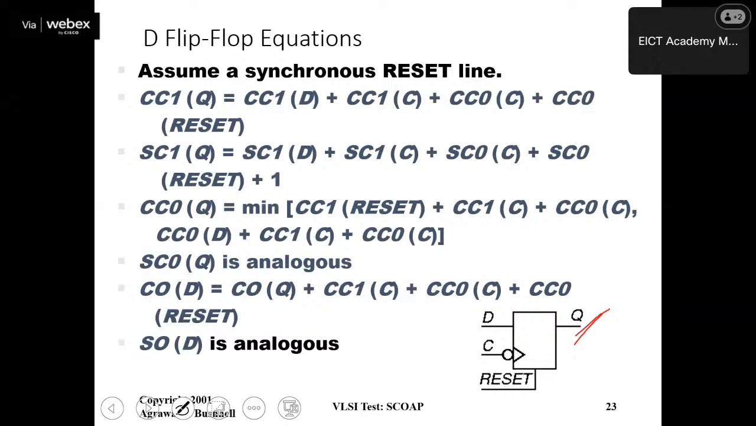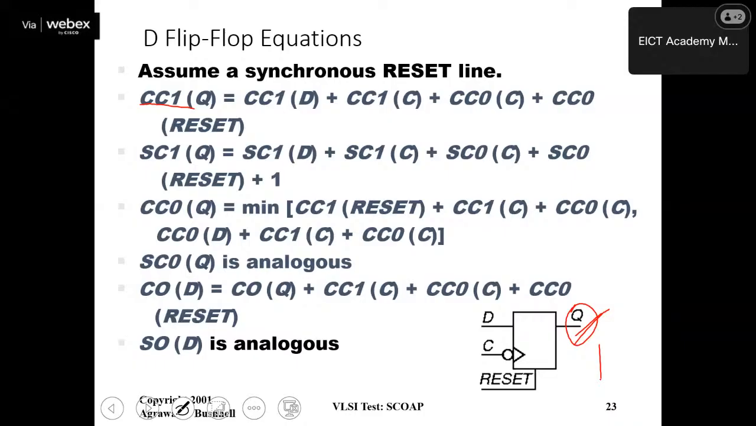So let us consider CC1 of Q. How can I determine CC1 of Q? CC1 means controlling the output of this D flip-flop to 1. My job is to control this to 1. How can I control this to 1? What are the ways to control the output of this flip-flop to 1?